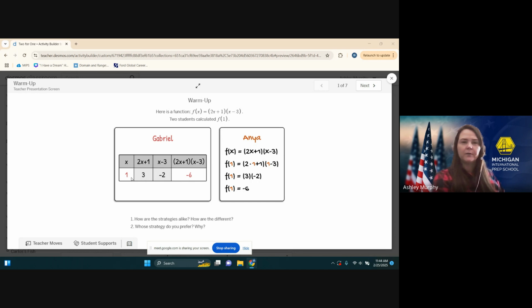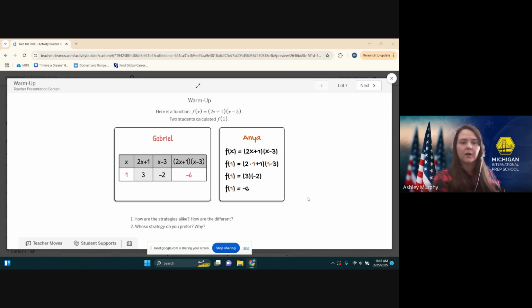Now Gabrielle chose to analyze each parenthesis group individually and then multiply those together. There's a lot of mental math that goes on here. So Gabrielle's plugging 1 into this part. 2 times 1 is 2, plus 1 is 3, and she just shows the number 3. Gabrielle's also choosing to organize work in a table fashion, whereas Anaya is working in function notation and working vertically. Okay, so Gabrielle plugged 1 into the next group. 1 minus 3 is negative 2, and then she took these two pieces and multiplied them together to get negative 6.